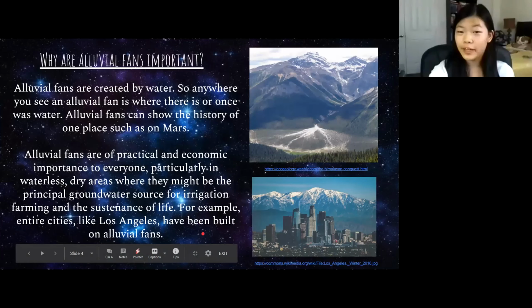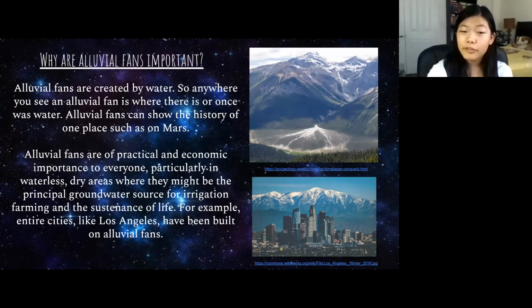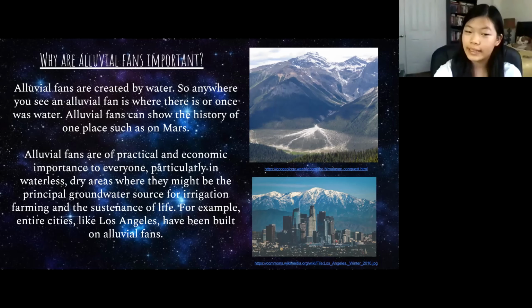Why are alluvial fans important? Alluvial fans are created by water, so anywhere you see an alluvial fan is where there is or once was water. Alluvial fans can show the history of one place, such as Mars. Alluvial fans are of practical and economic importance to everyone, particularly in waterless dry areas where they might be the principal groundwater source for irrigation farming and the sustenance of life. For example, entire cities like Los Angeles have been built on alluvial fans.